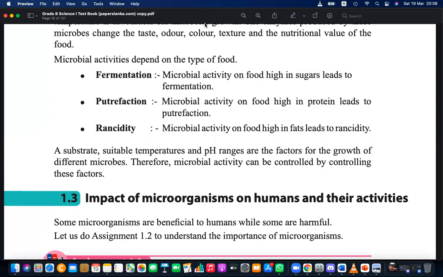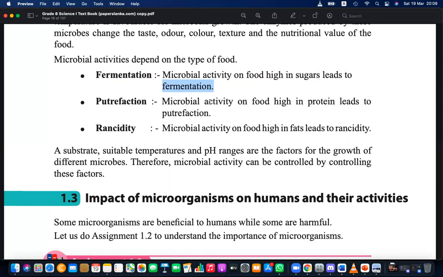In Sinhala, we call fermentation pasima. It generates some smell, and if you taste it, the sweetness will go away. It's not sugar anymore, because after fermentation it generates some alcoholic solution. That is what happens in fermentation.